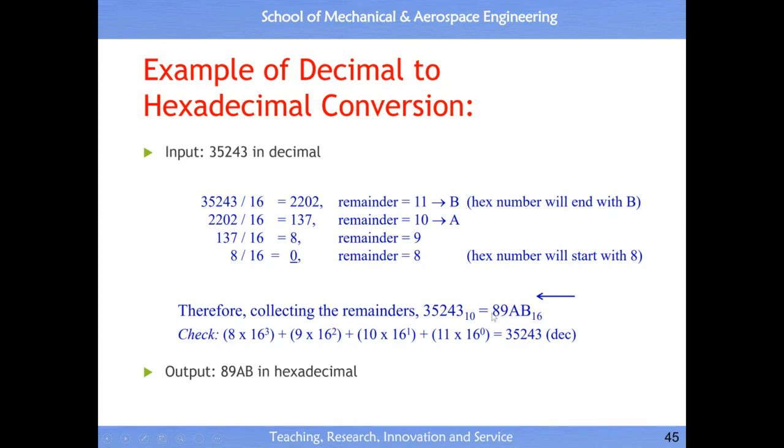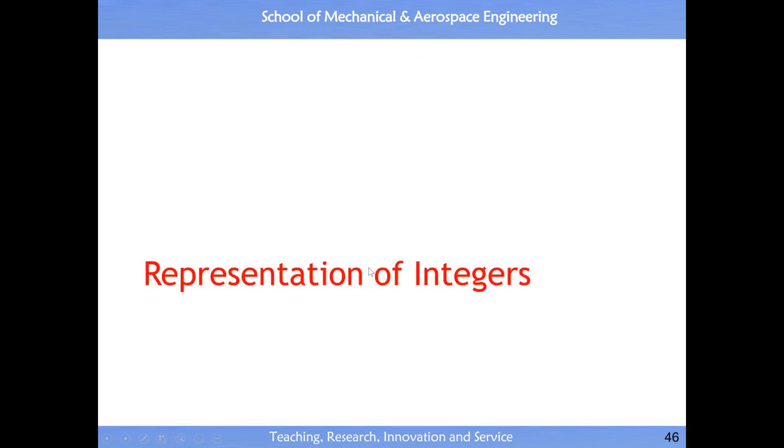Then you can verify whether the value of this one is equal to the value of this one or not. It's the digit times the value of the digit's position. A times 16 raised to the power 3, then 9 times 16 raised to the power 2, then 10 times 16 raised to the power 1, and B is 11 times 16 raised to the power 0. So you see, they are equal. All right, so this is the final output from this conversion.